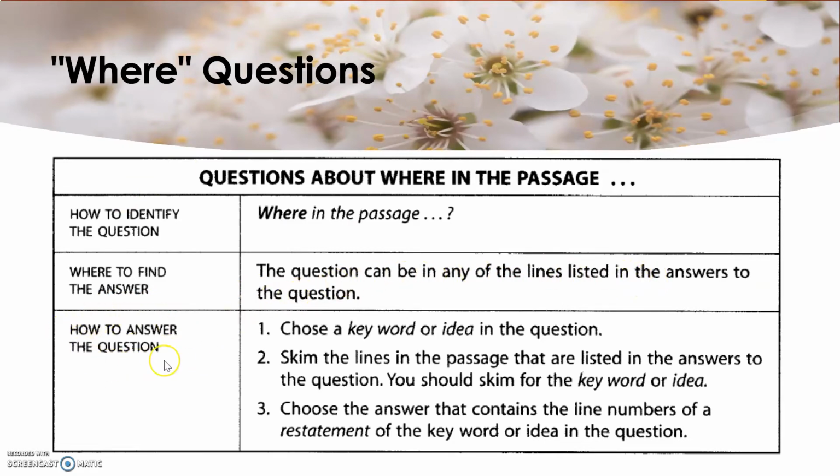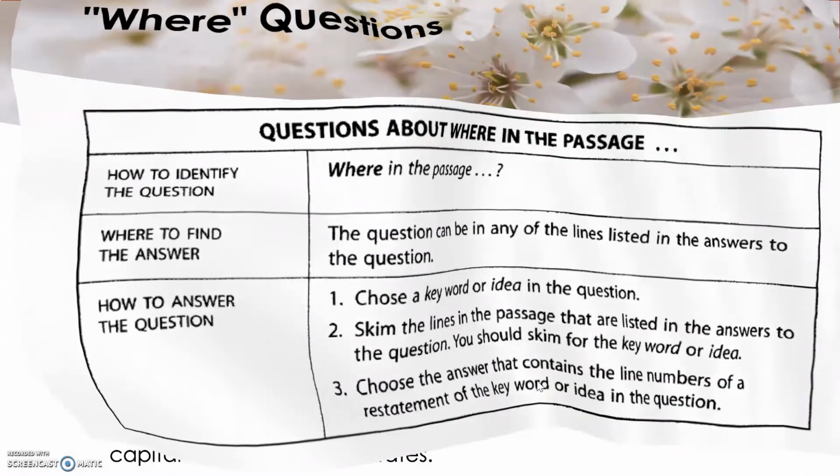How to answer the question? Now listen carefully. First, choose a keyword or idea in the question. Next, skim the lines in the passage that are listed in the answers to the question. You should skim for the keyword or idea. Next, choose the answer that contains the line numbers of a restatement of the keyword or idea in the question. I'll give you an example to make it clear.